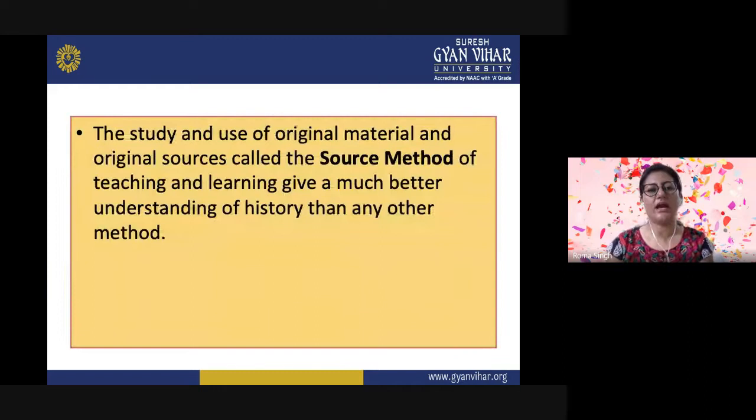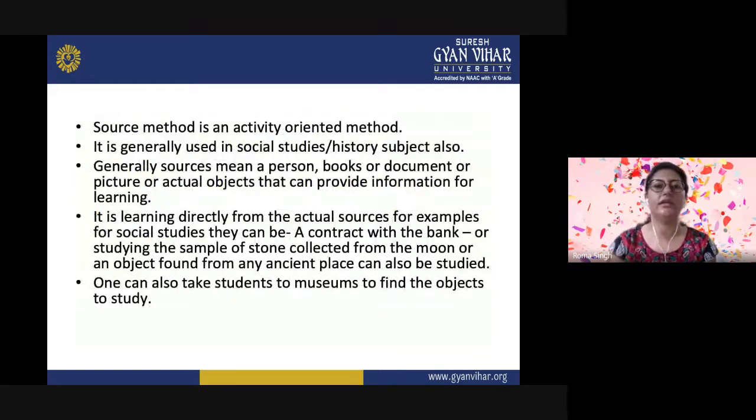The study and use of original material and original sources is called the source method of teaching and learning, which gives a much better understanding of history than any other method. It should provide creative expression, so it is an activity oriented method. But generally it is a teacher oriented method in which the teacher guides students to move on to their activity. It is generally used in social studies or history.